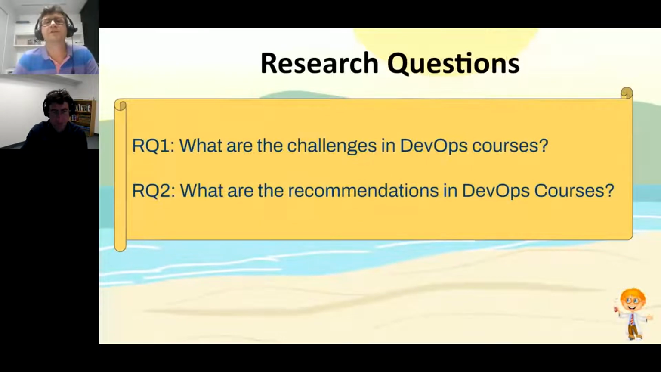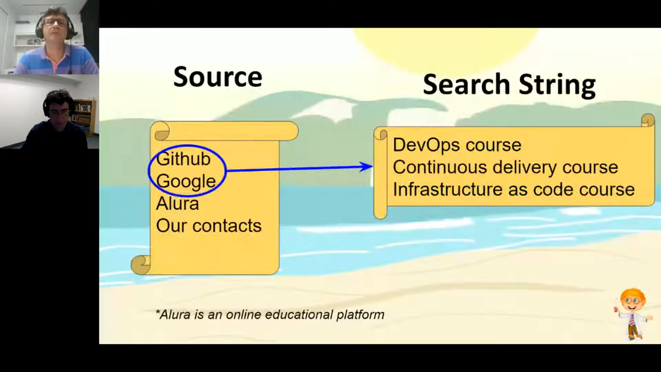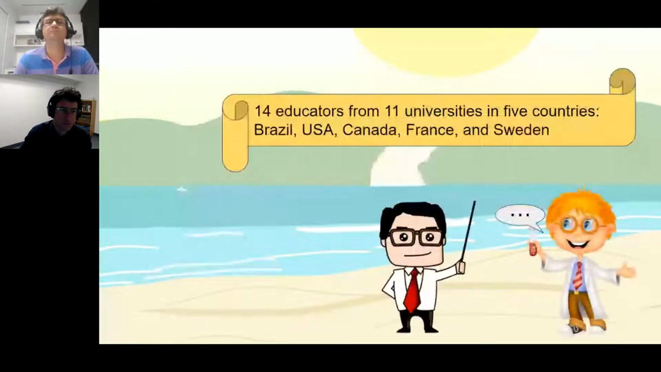Our work has 2 research questions related to challenges and recommendations in DevOps education. In our work, the pool of interviewees came from existing DevOps courses. We found courses searching on GitHub, Google, Alura, and our contacts. We considered the search strings DevOps course, continuous delivery course, and infrastructure as code course in GitHub and Google.